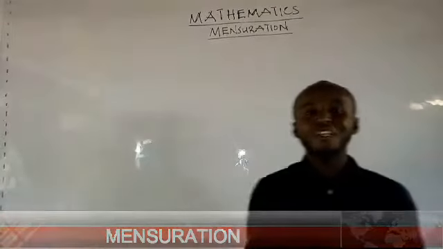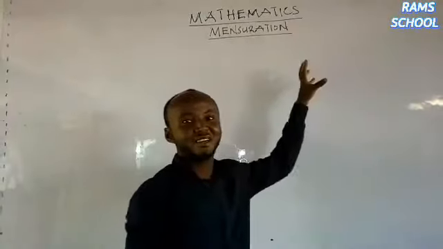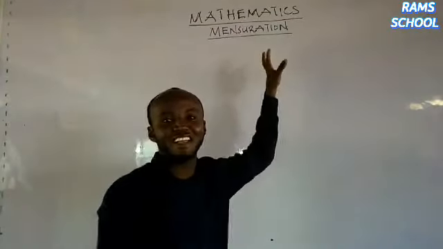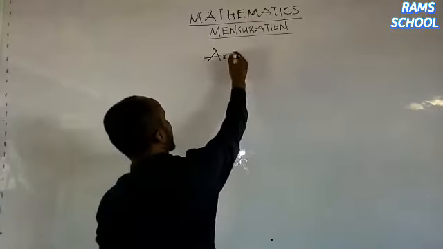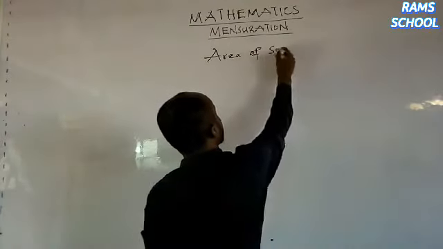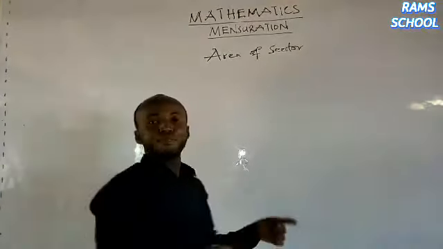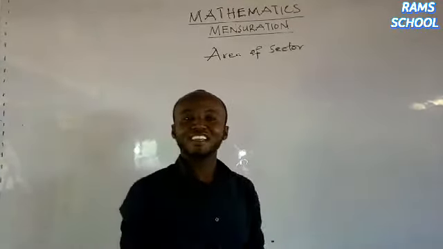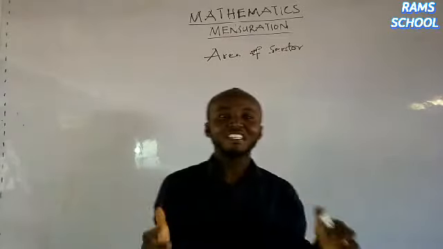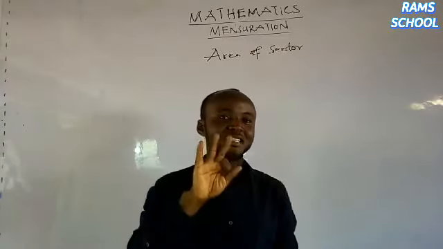In our previous lesson, we looked at some aspects of it, namely the area of a sector. We learned how to find the area of a sector. We also looked at the perimeter of a sector, and lastly, we looked at the length of an arc. I hope by now my students are conversant with these three formulas.